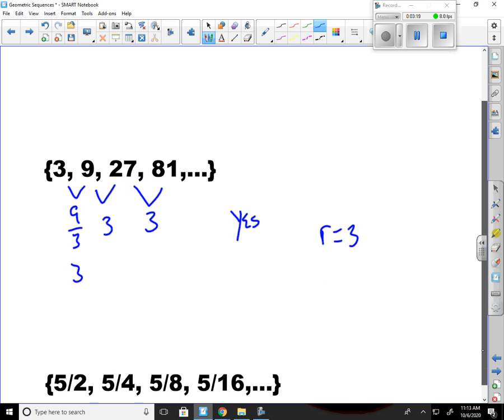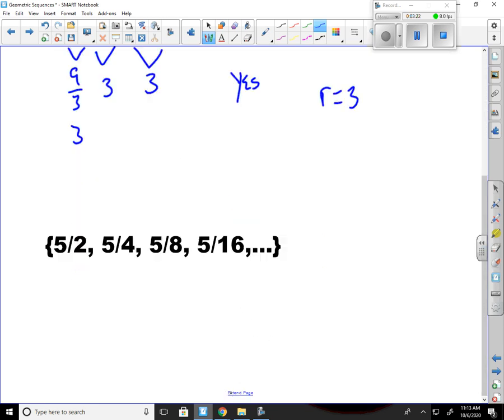Now sometimes they're going to look a little different. Here we have one, and if we look at this, we might think, that's definitely not a common ratio. But if we actually divide it out, we're going to have to practice our dividing fractions here. 5 fourths divided by 5 halves. In order to do this, we take the bottom and flip it and multiply it by the top. 5 over 4 times 2 over 5. I can cancel out terms. 5 divided by 5 gives me 1, so that cancels out. I'm left with 2 over 4, which is 1 half.